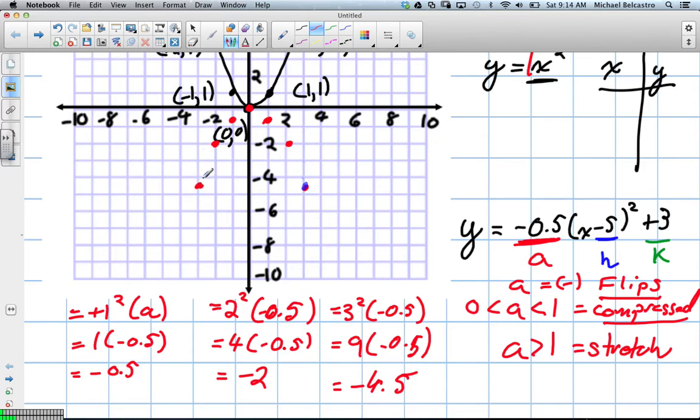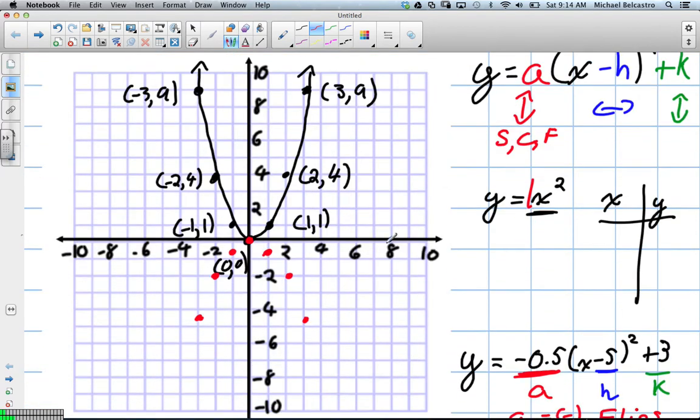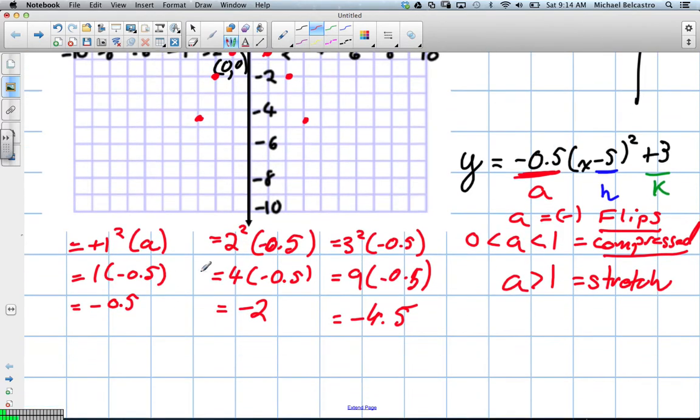It's symmetrical. Well, it looks like we can draw more, because remember, after 3, it looks like we would have been off the chart, but because this is compressed, we might be able to fit another. So let's try 4 and see if it works. Let's try moving 4 from the vertex. So 4 squared times negative 0.5.